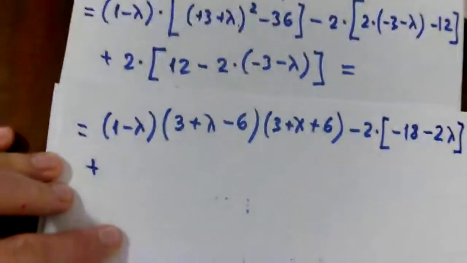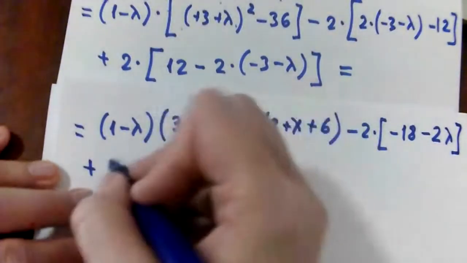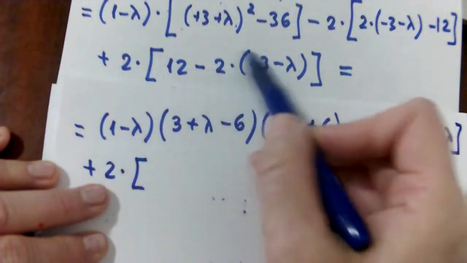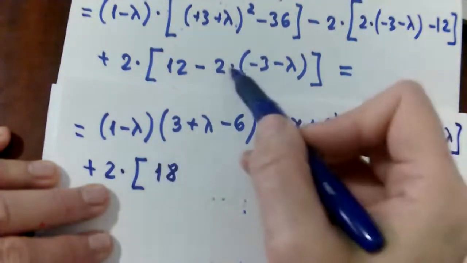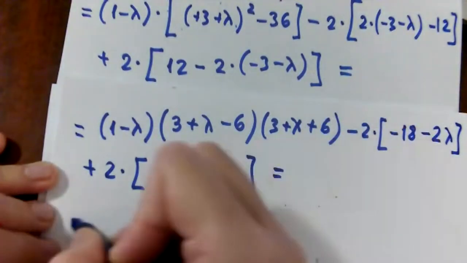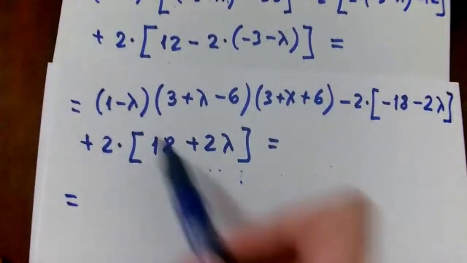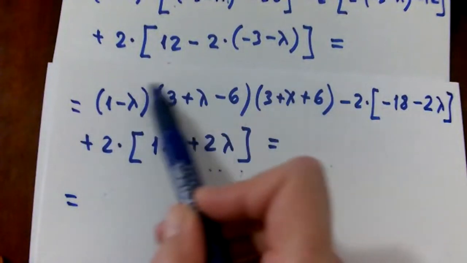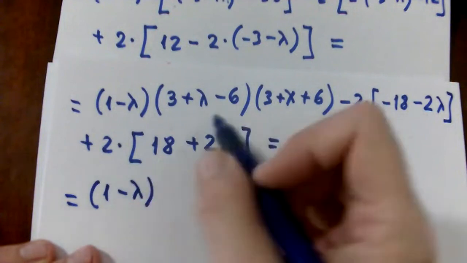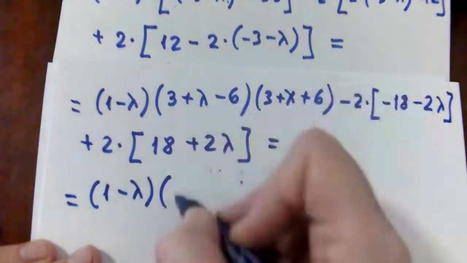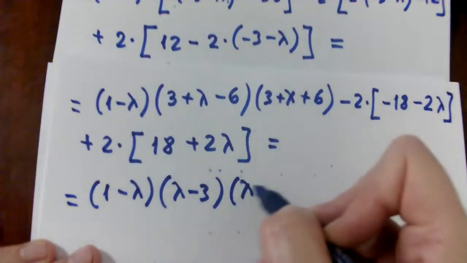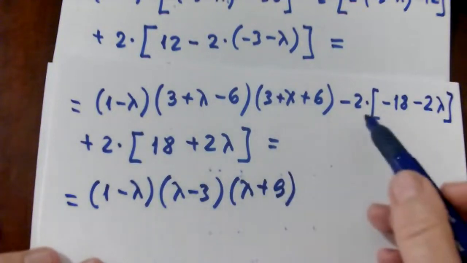And let's move to the last bracket, plus 2 times what's inside brackets. 12 plus 6 will give us 18, and this times this will give us plus 2 lambda. And now the most important thing is not to succumb to the temptation to do this multiplication of these three parentheses. It's better to leave them as they are. And besides, we haven't simplified them yet. Lambda minus 3, and this one will be lambda plus 9.